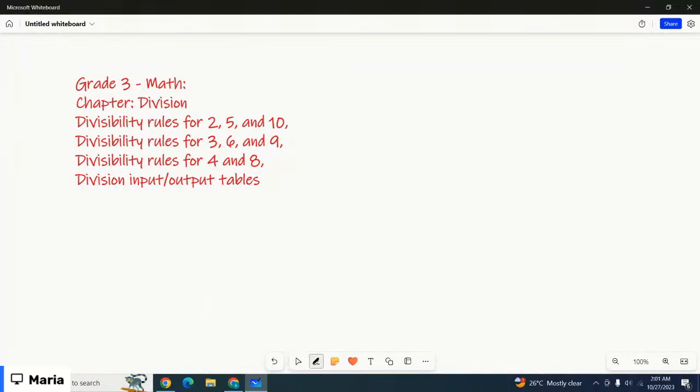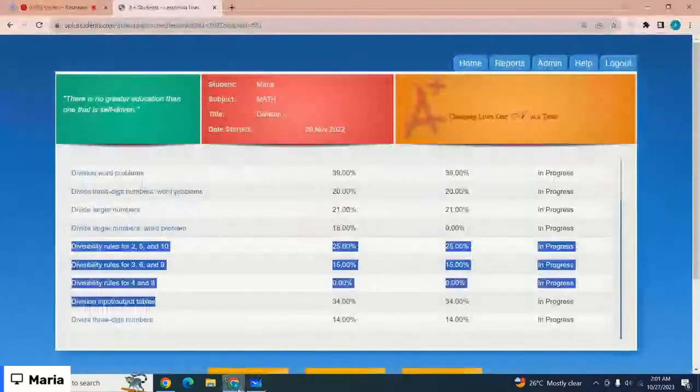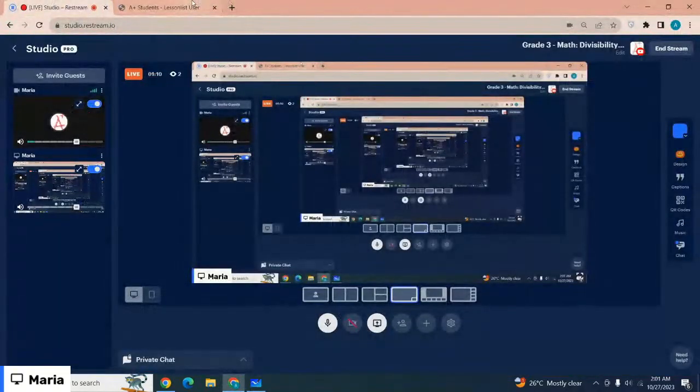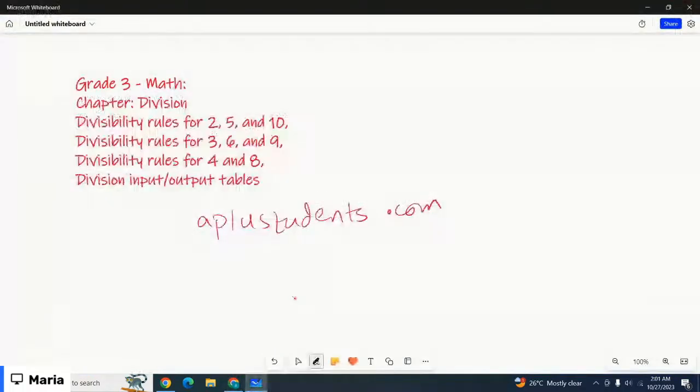You can find all the lessons on aplusstudents.com. You have to log in there using your email address and the password provided by the administrator. Then select math from the subject tab. Scroll down to grade 3 and click on view all lessons. There you can find a list of the chapters. We are already working on the chapter division.